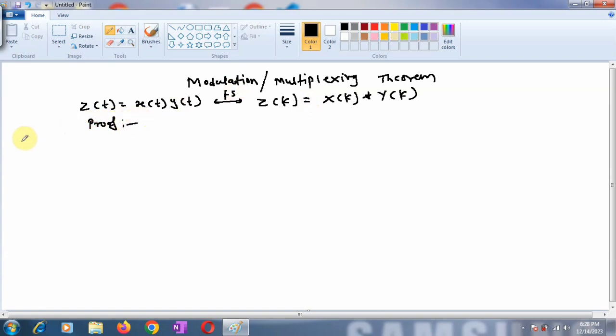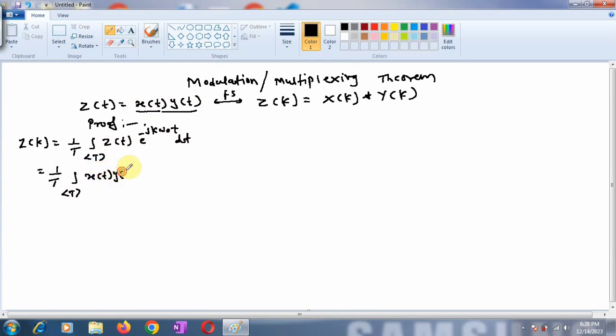So according to the definition of Fourier series, we can write z of k is equal to 1 upon T integration over the period T z of t into e raised to minus j k omega 0 t into dt. This is a standard definition. Now we will substitute the value of z of t. Here z of t is nothing but x(t) multiplied by y(t). So 1 upon T integration over the period T x of t into y of t into e raised to minus j k omega 0 t into dt.